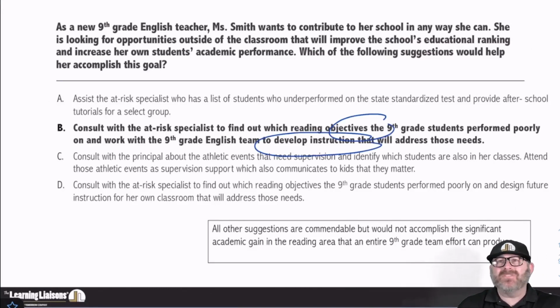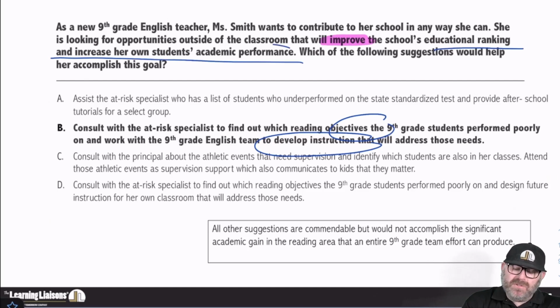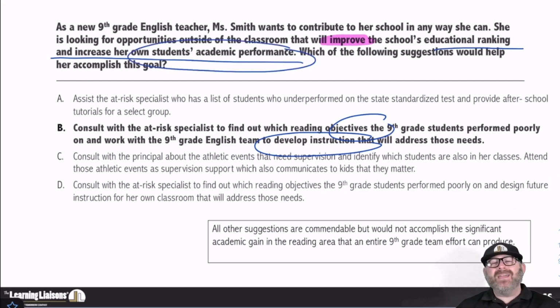Just looking at this question real quick, when we look at the keywords in this question, we're talking about improving the educational ranking and increasing your own students' academic performance. So I could insert at the beginning, as a new kindergarten teacher, you want to contribute to the school. As a fourth grade teacher in university elementary school. Doesn't matter what it is, because at the end of the day, it's those high level educational concepts.